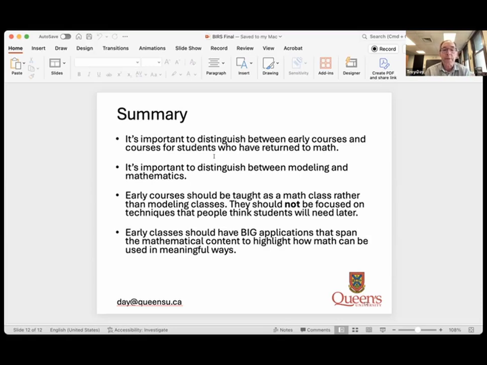And I think it's important to distinguish between modeling and math as well. And I lean more towards emphasizing the math on these introductory courses and more towards emphasizing the modeling in the upper year classes. And maybe I'll leave it there. I'd rather have questions and have discussion than say any more.